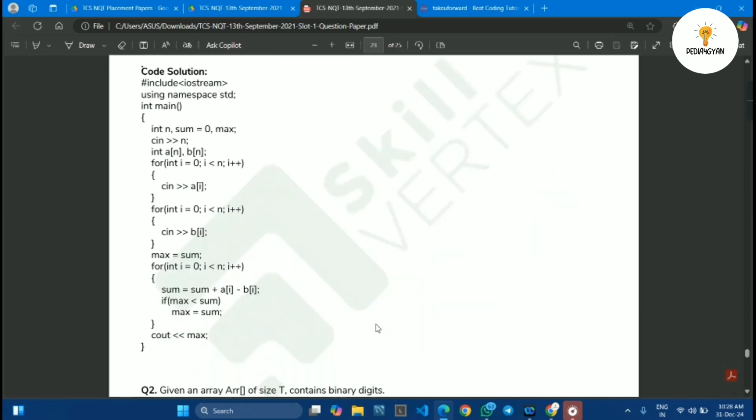Okay, so this is the simple code for it. You have to take an int sum equal to 0 and max. Firstly take the size, and you have to write this code from scratch. Once you write the code and compile it, if there are errors, you have to write the whole code again from the start.